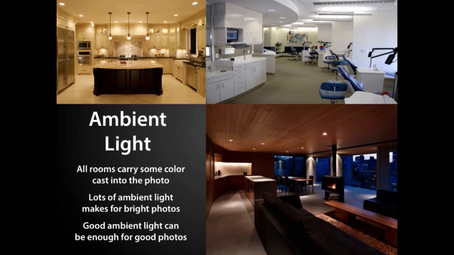Because we're not shooting with strobes, because we're not bringing in expensive lights, we need to shoot with the ambient light in the room. And again, every room has a color cast to it, and you need to figure out, okay, if I'm shooting this person, what lights do I want to put near them to get the best quality?